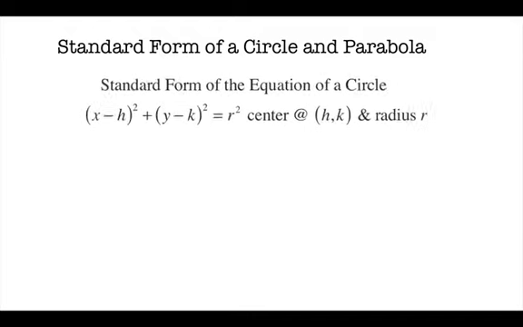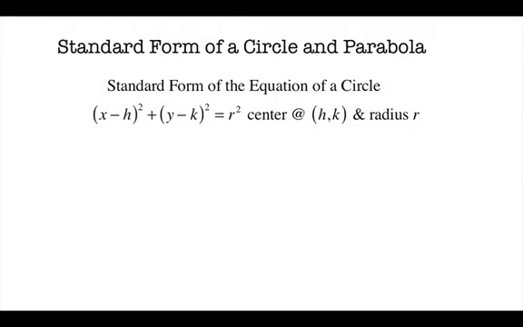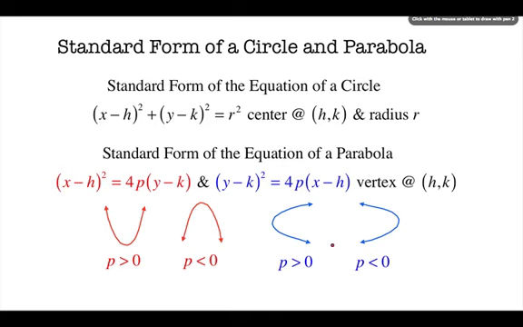Standard form of a circle and parabola. Here's the circle, you should be familiar. Center (h, k), radius r. Then you have the parabola. This is with the vertex at (h, k), opening up when p is greater than 0, and when p is less than 0, opening down. To the right when p is greater than 0, and when it's less than 0, to the left.